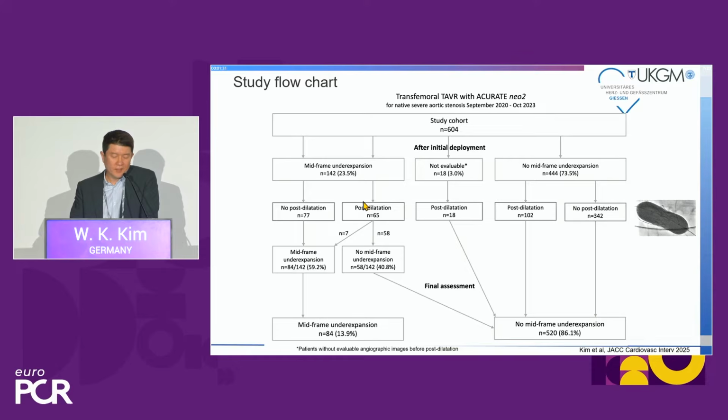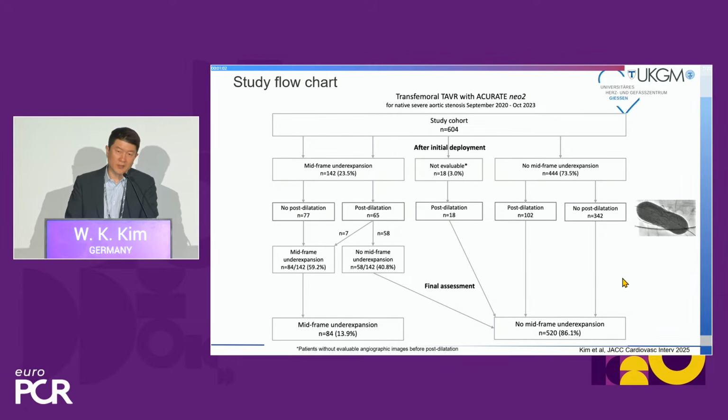You can see that among those patients that received post-dilatation, and this is a little bit different to what we saw in the IDE, we can discuss later the reasons for these differences, in our European cohort, in most cases that underwent post-dilatation, underexpansion could be mitigated in around 90%. So this resulted in a final assessment with a rate of underexpansion of 14% versus 86%.